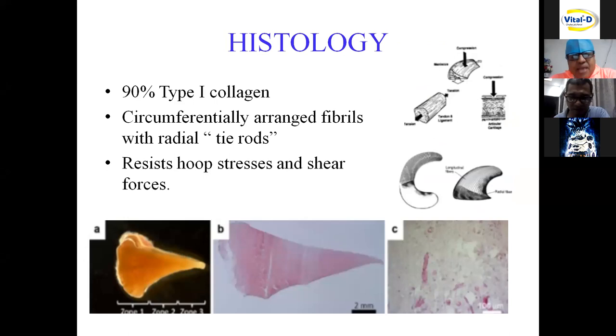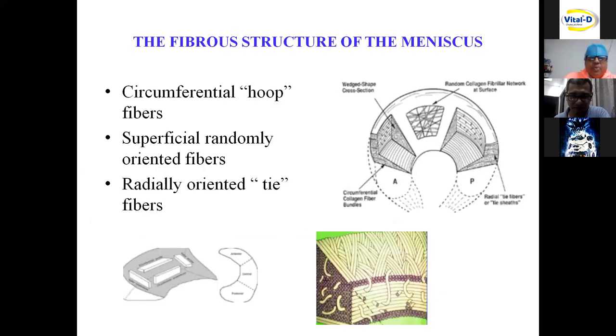90% of the collagen is type 1 collagen, and it is circumferentially arranged fibers, and there are some radial tie rods. You can see this is a radial tie rod. So mostly circumferential fibers, that is type 1 collagen, arranged in a circumferential way, and there are some radial tie rods present. You can see the random collagen fibrillar network on the surface, and this is the circumferential collagen fiber. You can see the bundle.